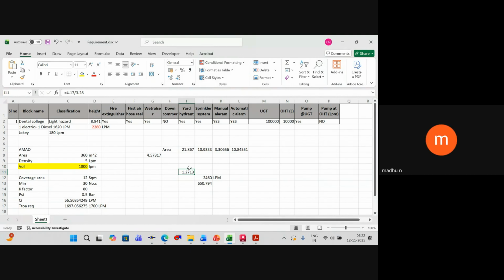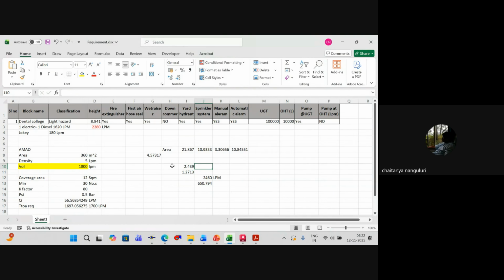And for delivery, the velocity will be around 8 FPS, so it is 8 divided by 3.28, around 2.4 m/s. That's the highest, but make sure your friction factor is not more than 4 feet per 100 feet. Whatever the condition, your friction factor should never be greater than 4 feet per 100 feet.